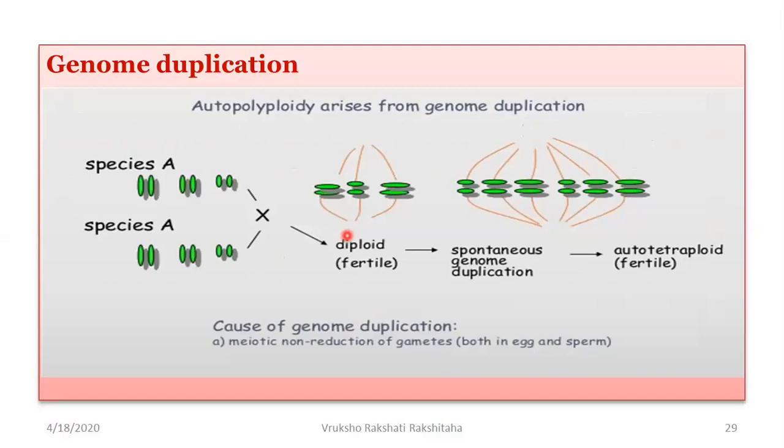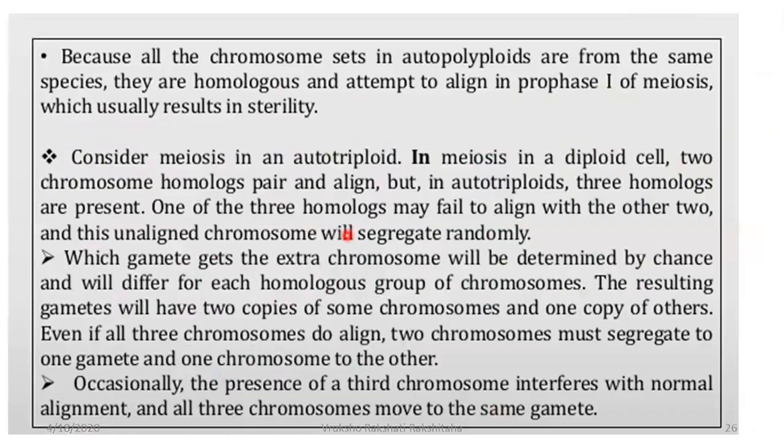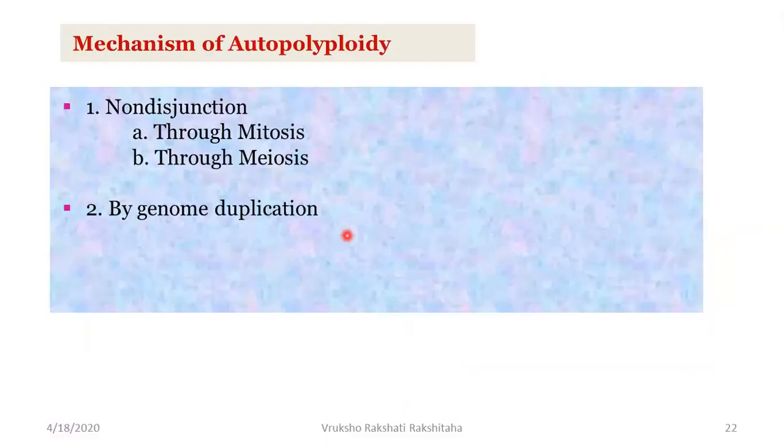Now we discussed here the mechanism of autopolyploidy. We saw how non-disjunction took place by mitosis also. It also took place during meiosis. Now let us discuss this method, that is by genome duplication.